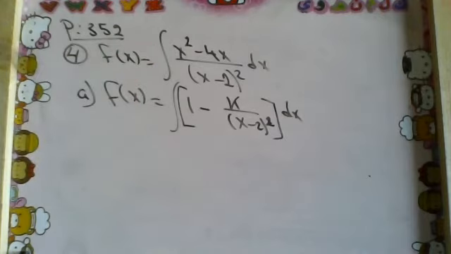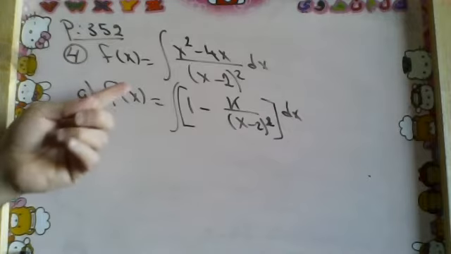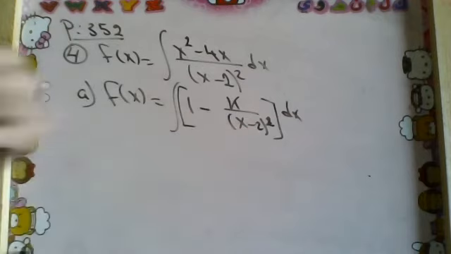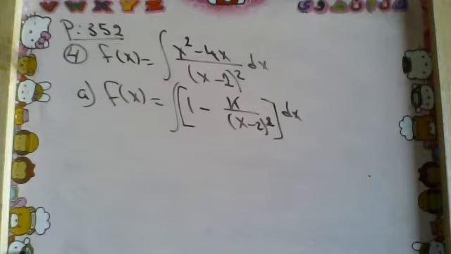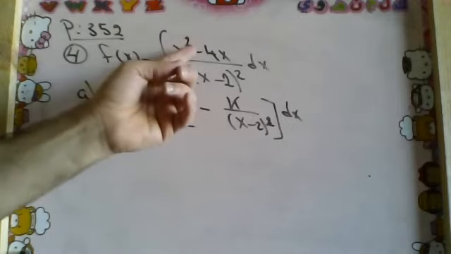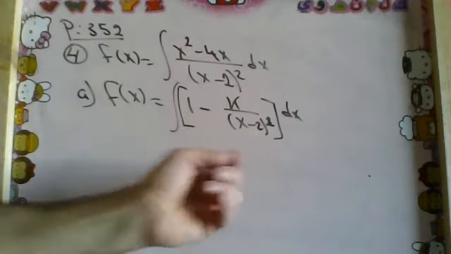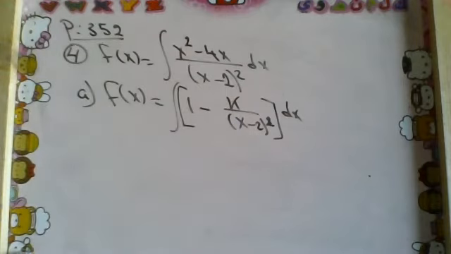The question: you have the integral of x squared minus 4x over x minus 2 squared. Here is the given. The question: prove that this integral is equal to the integral of 1 minus k over x minus 2 squared, where k is a constant to be determined. In other words, prove that x squared minus 4x over x minus 2 squared is equal to 1 minus some constant over x minus 2 squared. How can we prove it?